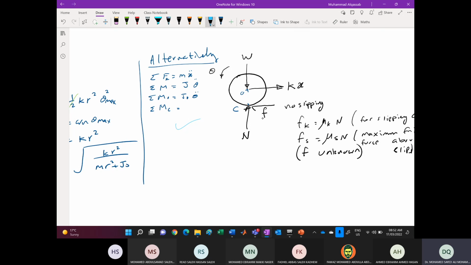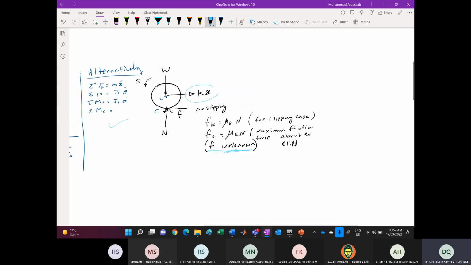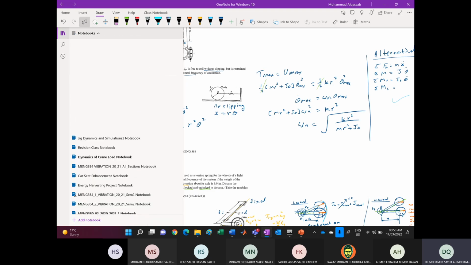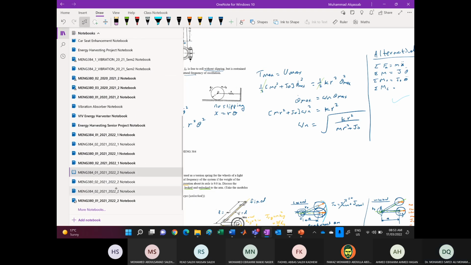Don't forget to put the friction force, because there is no slipping and the friction force is not known. It is unknown. You use F as the unknown force. You don't substitute for Fk or Fs. And then instead of having only Kx, we have Kx and Cx dot. So you will add to this the force of the viscous damper. And then you will do the same thing. The complete solution is not here, but I think I did it maybe in section 2.